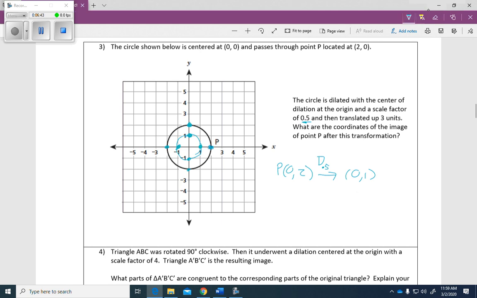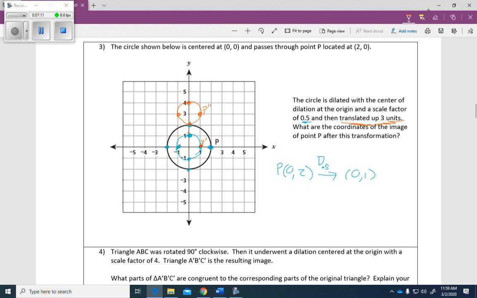But it says then translate it up 3 units. So if I take this point and go up 3, I get a new point. Take all the points, go up 3, and I see where my circle ends up. Now keep track of this point P. Here's P, so this would be like a P prime, and this would be like a P double prime.